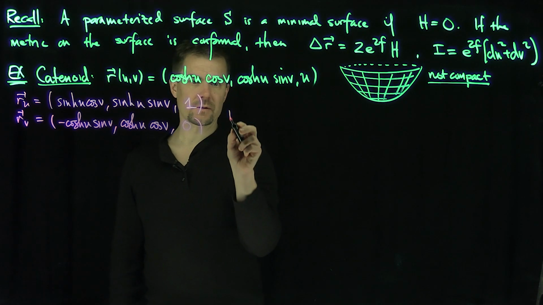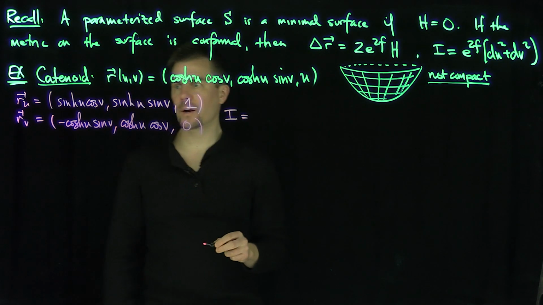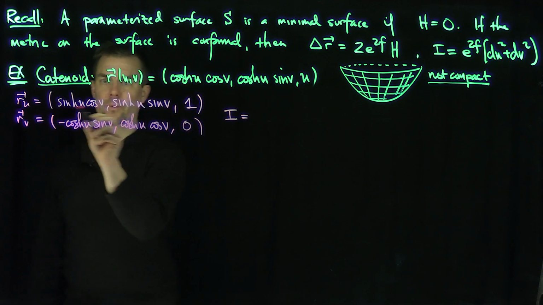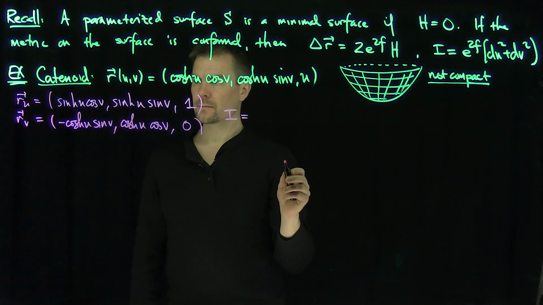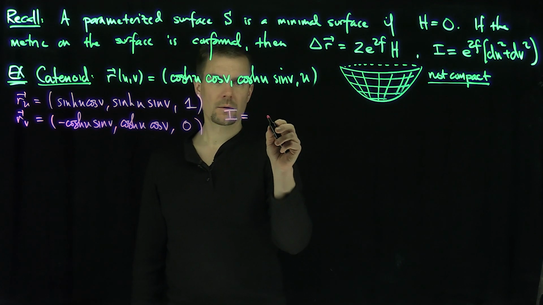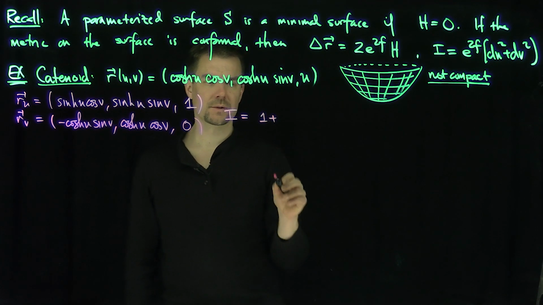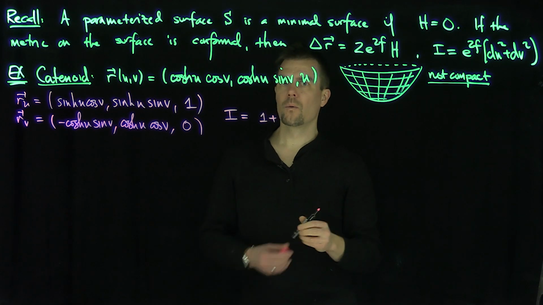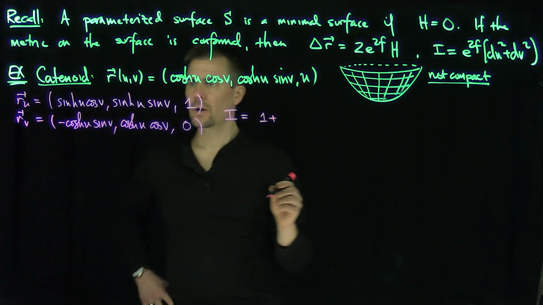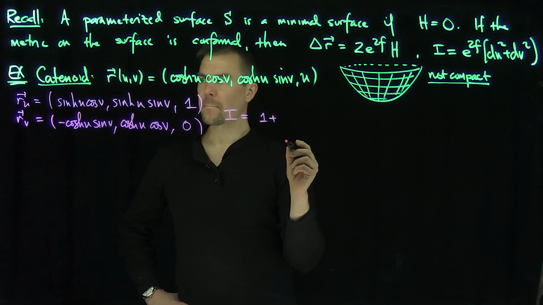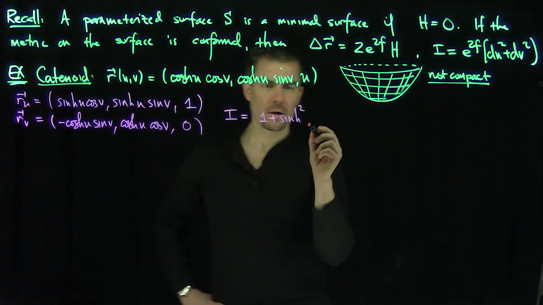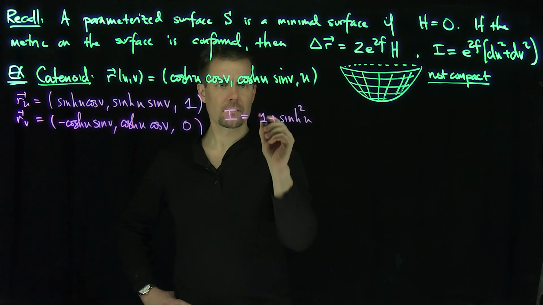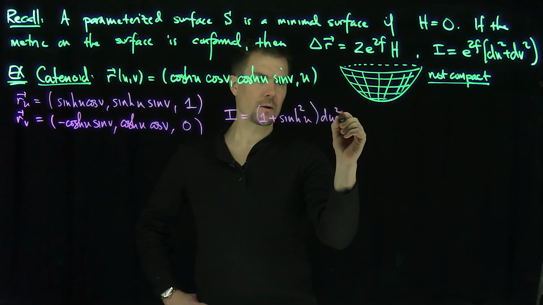So what is my first fundamental form? My first fundamental form is going to be what? It's going to be Ru dot Ru. It's going to be sinh squared cosine squared plus sinh squared sine squared plus 1. Okay, that's great. So I'm going to have a 1 plus sinh squared of u. That's my du squared term.